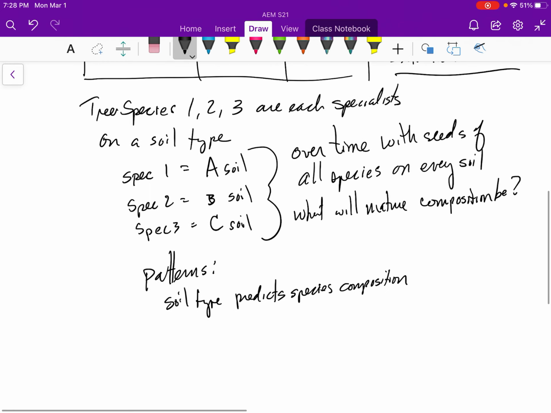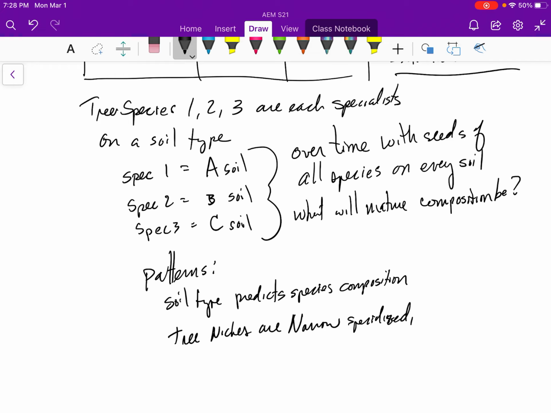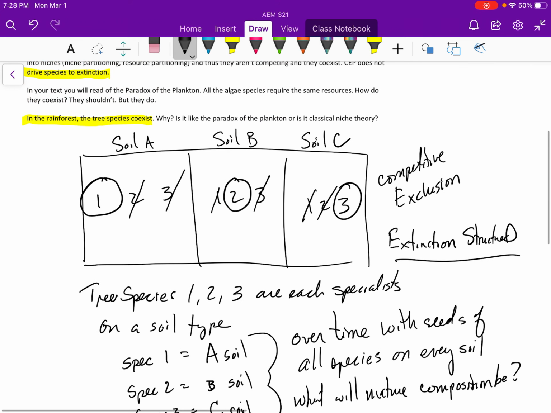We can also predict that tree niches are narrow, specialized, and they should be distinct or unique among the different species of trees. So those are a couple things going on here. So we would expect that if there are a lot of species of trees in the Amazon, there should be a lot of different kinds of soil.